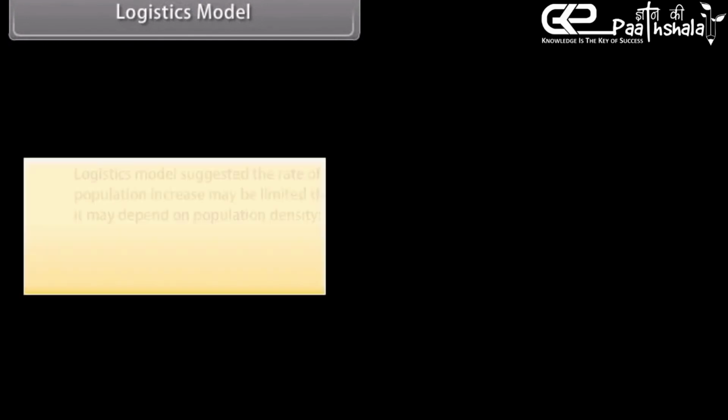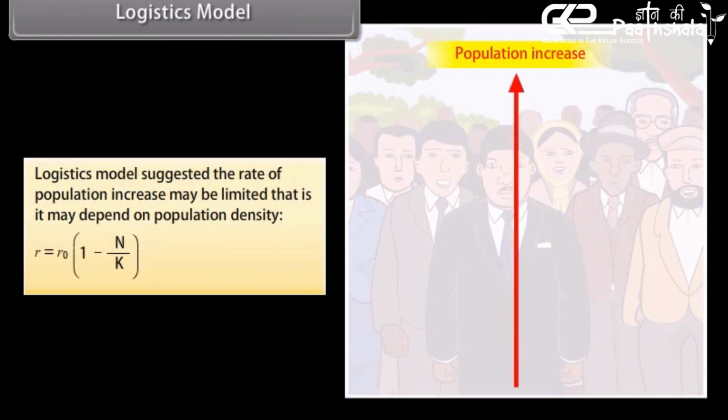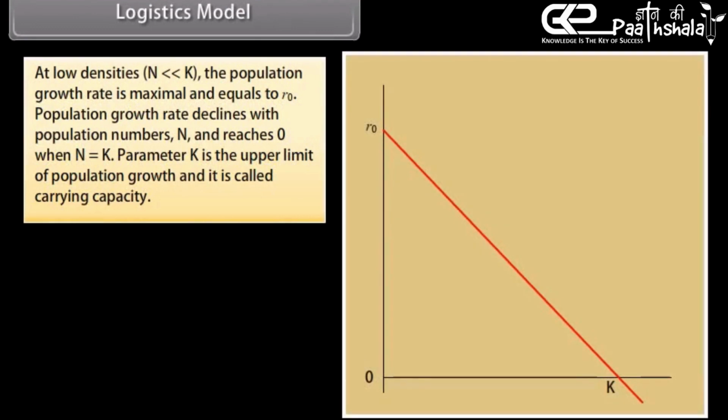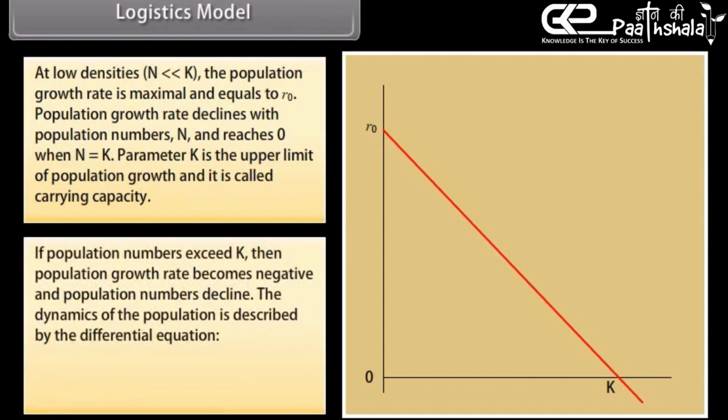Logistic model. The logistic model suggests the rate of population increase may be limited, that is, it may depend on population density. r equals r0 into 1 minus N by K. At low densities, that is, N is much less than K, the population growth rate is maximum and equals r0. Population growth rate declines with population numbers N and reaches 0 when N equals K. Parameter K is the upper limit of population growth and it is called carrying capacity. If population numbers exceed K, then population growth rate becomes negative and population numbers decline.